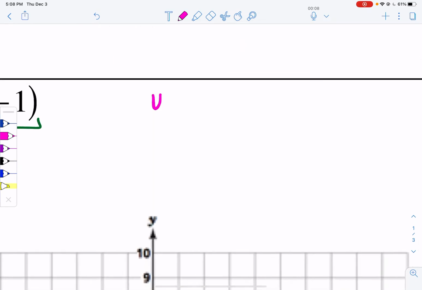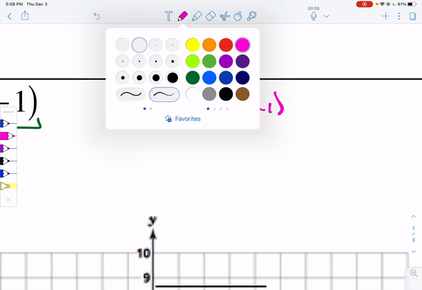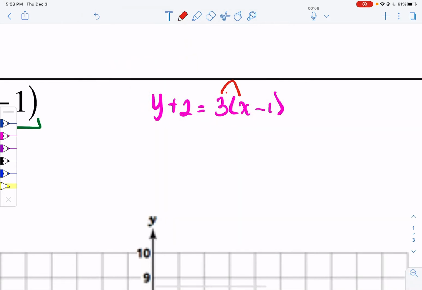So y plus 2 equals 3 times x minus 1. And remember, whenever I have a number on the outside of my parentheses, I'm going to distribute. So I'm going to distribute that 3 to my x and my 3 to my negative 1. So I get y plus 2 equals 3 times x, which is 3x, and 3 times a negative 1, which is a minus 3. It's starting to look a little nicer.